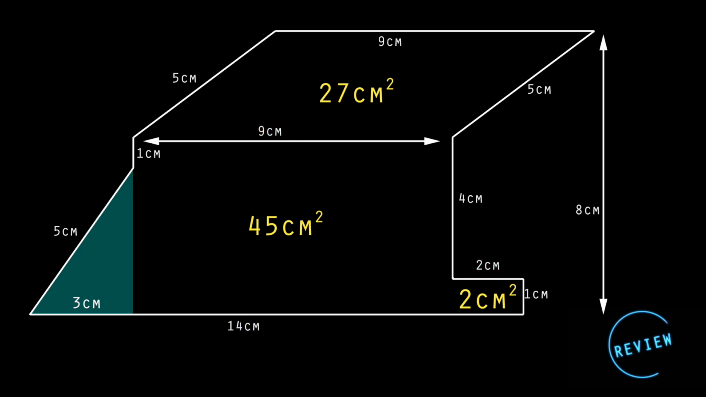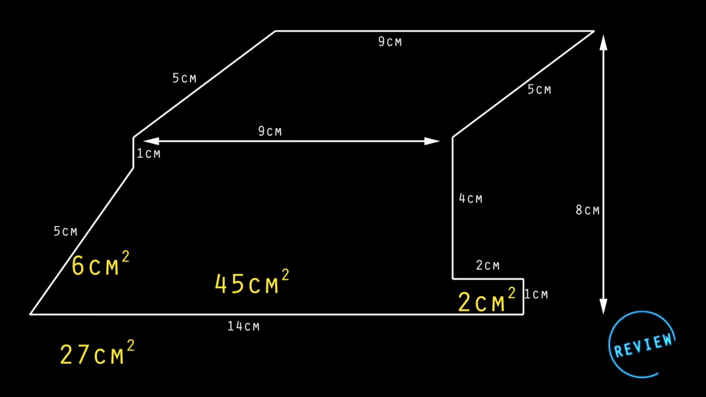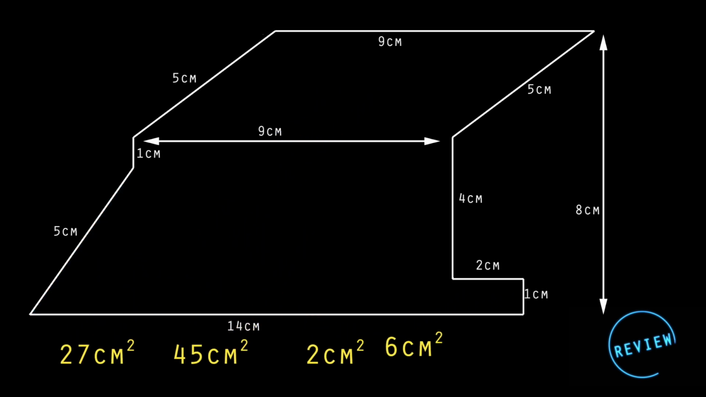As for the height, we already know the large rectangle is 5 centimetres tall. Subtracting the 1 centimetre line here leaves a height of 4 centimetres. 4 by 3 is 12, but we halve it because it's a triangle, so 6 centimetres squared. 27 add 45, add 2, add 6 equals 80 centimetres squared.